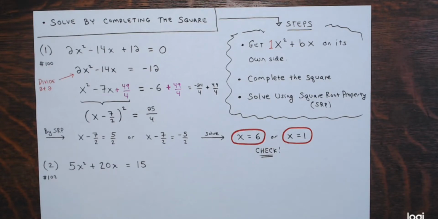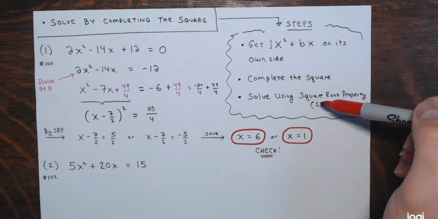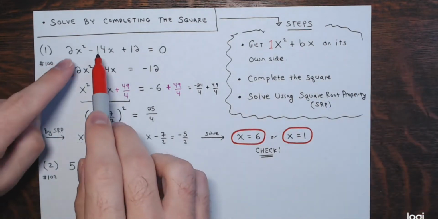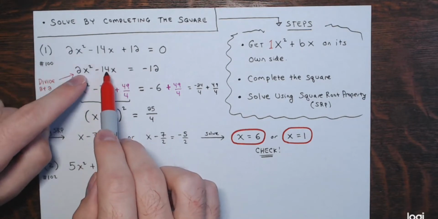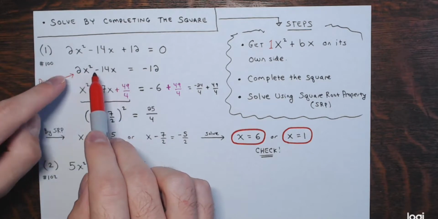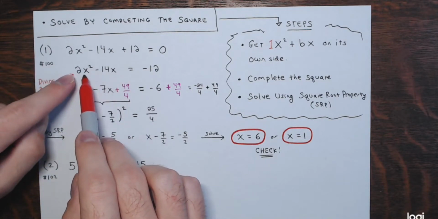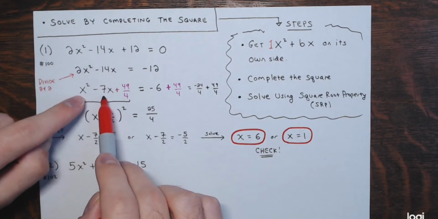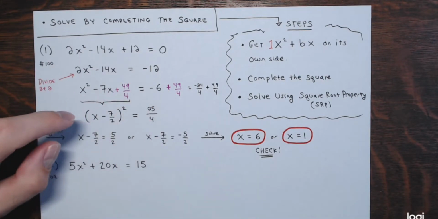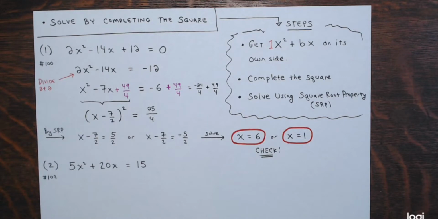Wonderful. And I'm going to be following these same steps every single time. Get that quadratic term and linear term by itself on their own side. Make sure the coefficient on the quadratic term is 1. Then you can complete the square, and then you can apply the square root property and solve, and then check your solutions. Right? Same thing every time.